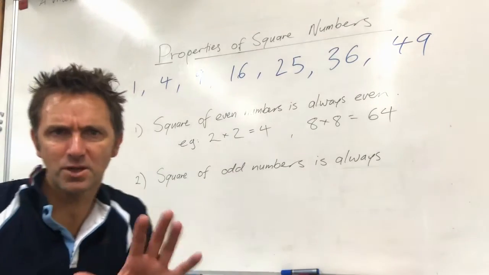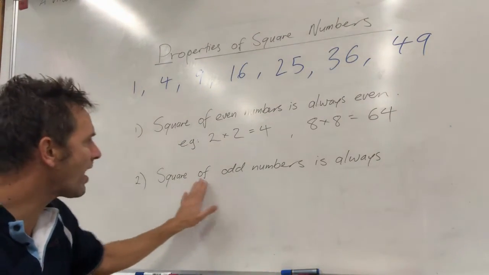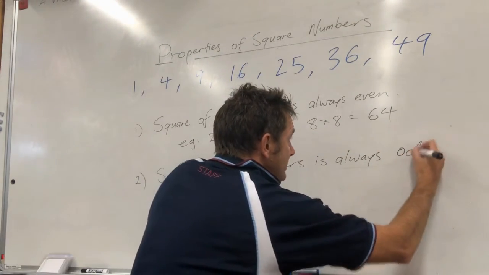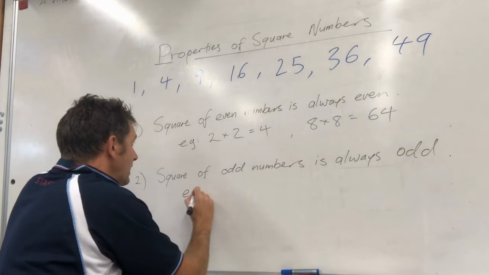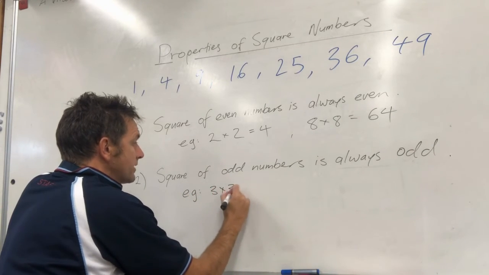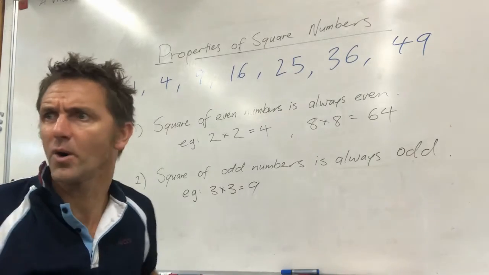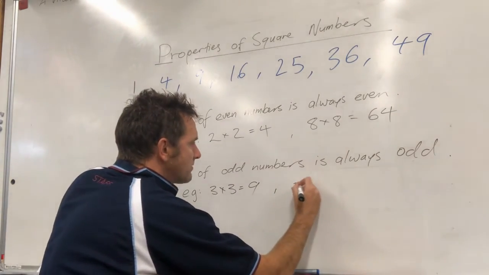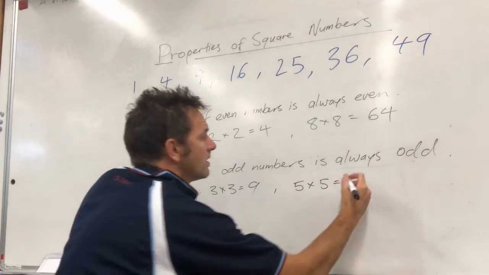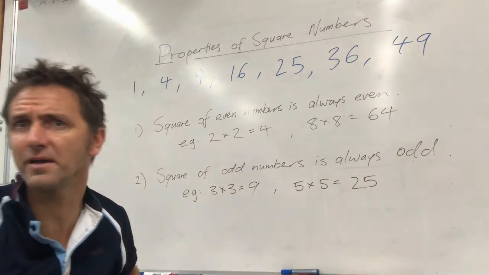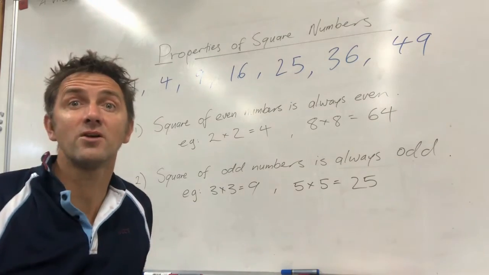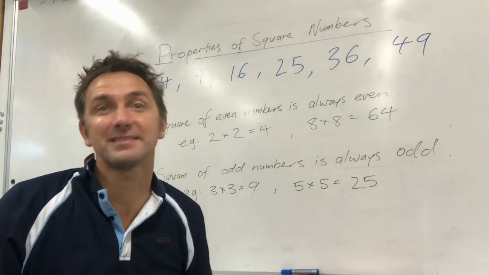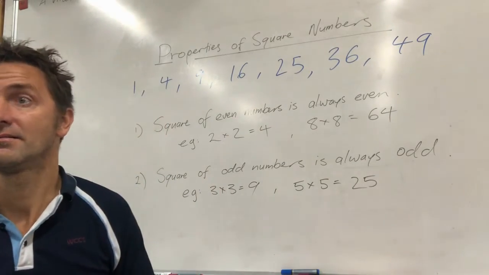Property number 2 I'm teaching you. Square of odd numbers is always odd. It definitely is always odd. For example, look. 3 times 3 equals 9. Is 9 odd or even? Odd. 5 times 5 equals 25. Is 25 odd or even? Okay. 19 times 19, I don't know. But 19's an odd number, right? I know its square is going to be odd. That's a rule. 9 times 9 is 81, an odd number.